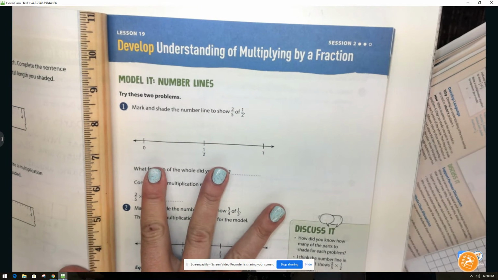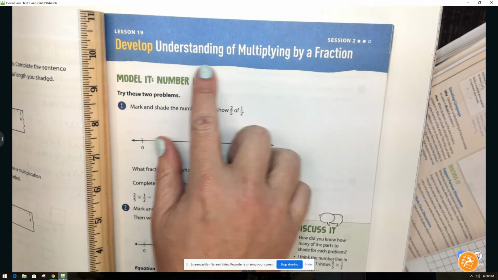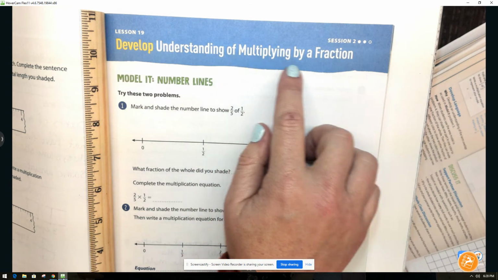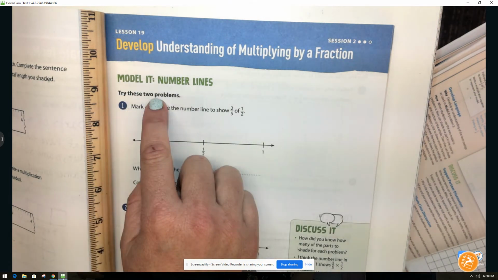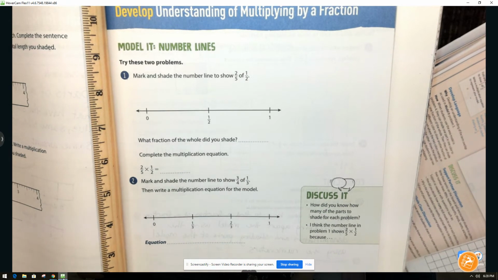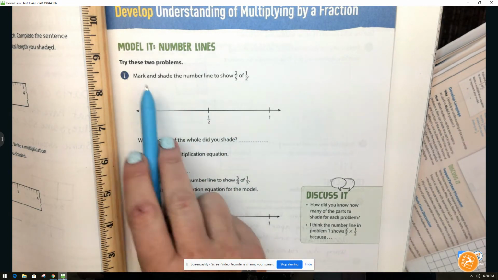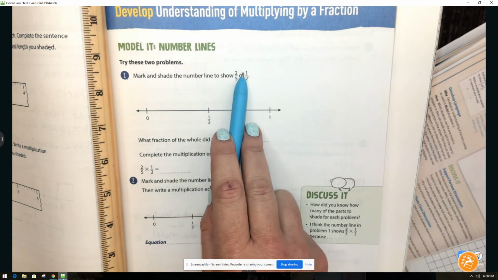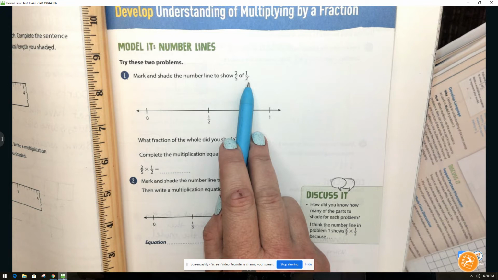All right. So here we're going to develop an understanding of multiplying by a fraction. We're going to first be looking at number lines. So number lines are one way that we can model multiplying by a fraction. For example, it says, mark and shade the number line to show 2/5 of 1/2.